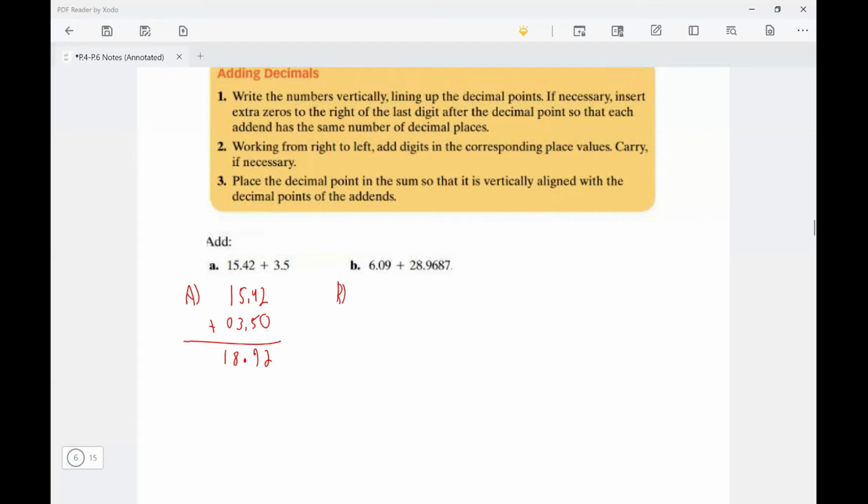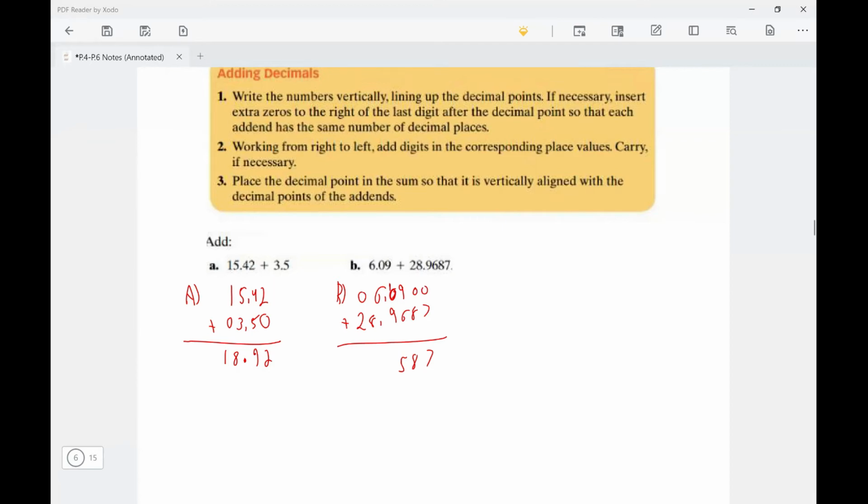Okay, we can do something very similar for part B. So we have 6.09. We're going to add that to 28.9687. Okay. So again, we can add extra zeros if we want to, just to make it easier, right? So notice that to the very right, we have 0 plus 7, which is 7. 0 plus 8 is 8. 9 plus 6 is 15. So I'm going to write the 5 down here, and I'm going to write the 1 up top here, right?